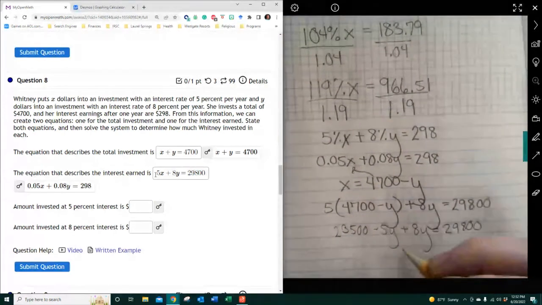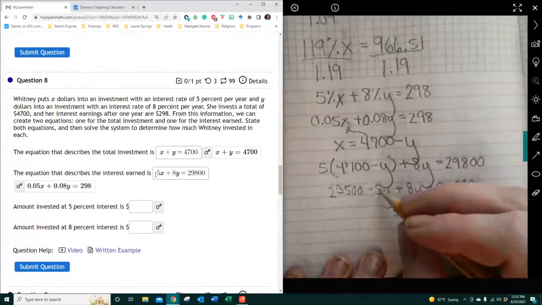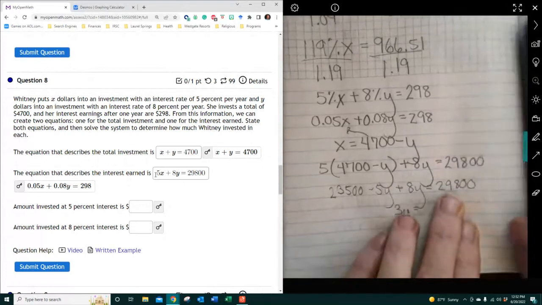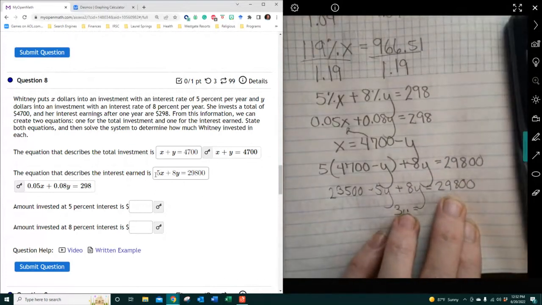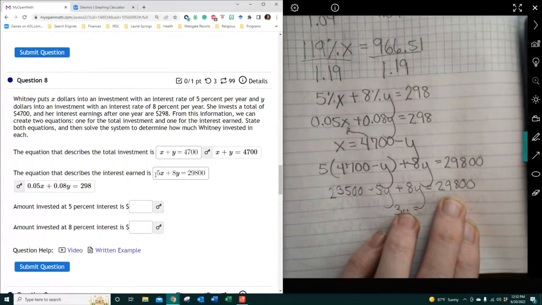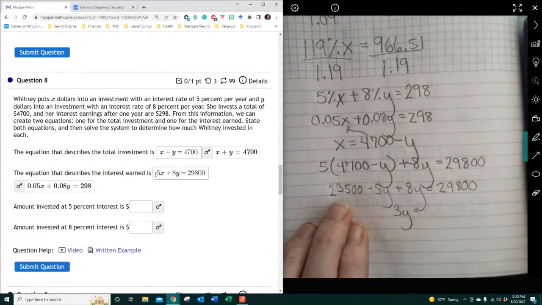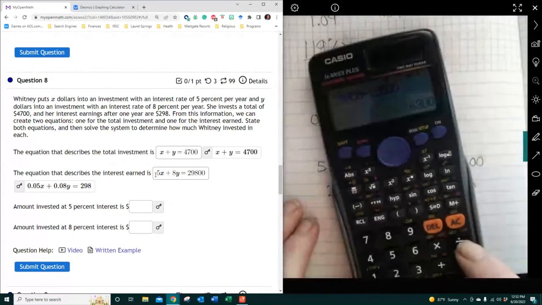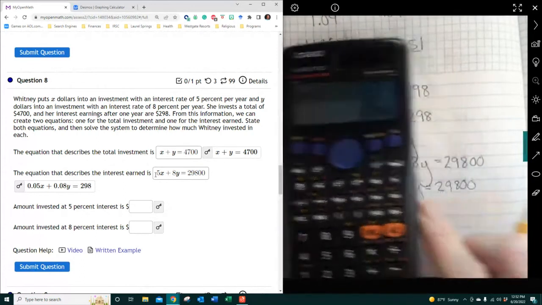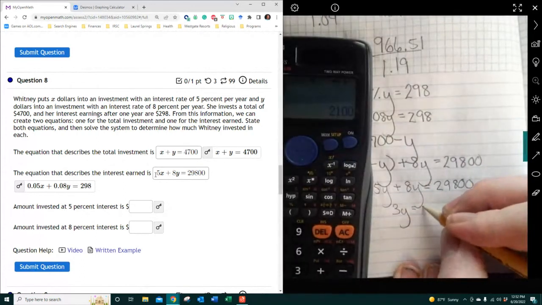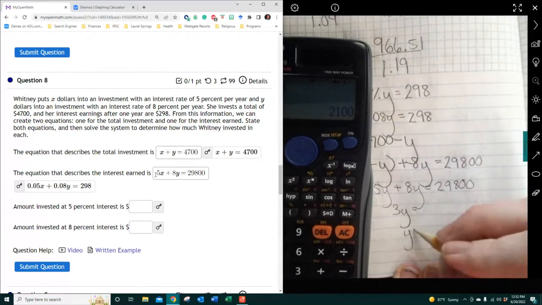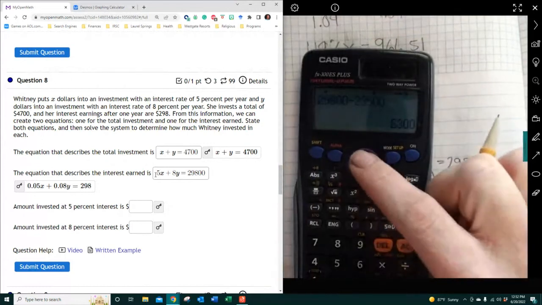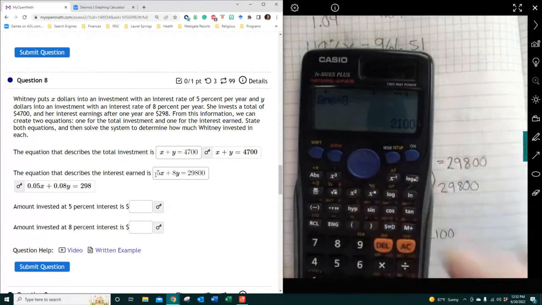And now I'm going to see that this is going to be 3Y because 5 minus from 8 is 3. And then I'm going to take this right here, 29,800 minus the 23,500. And I'm going to get 6,300, divide that by 3, and I'm going to get 2,100. So anyway, I'm going to get Y equals 2,100. I'm just punching this stuff in the calculator as fast as possible, right? Because it's easier to do it that way.